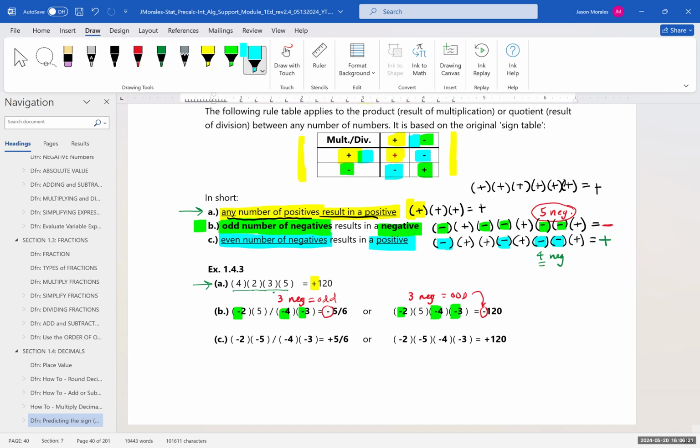And then down here for C, this is where we have an even number of negatives. So here we've got 1, 2, 3, 4. So we've got 4 negatives. That's an even number. And when we've got an even number of negatives, it'll give us a positive result. And when we multiply an even number of negatives, this 1, 2, 3, 4, that's an even number of negatives, we get a positive result.